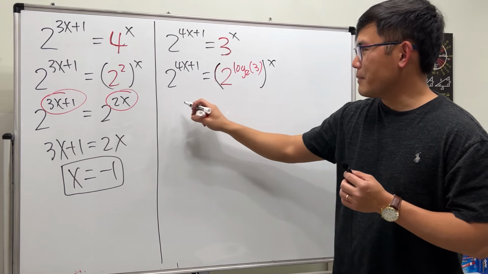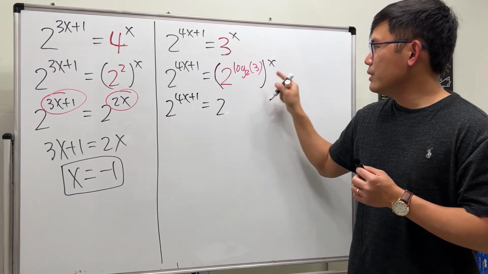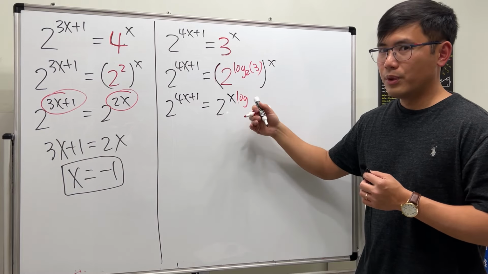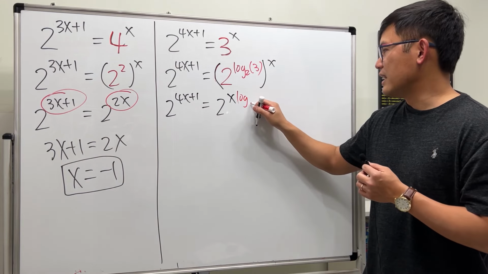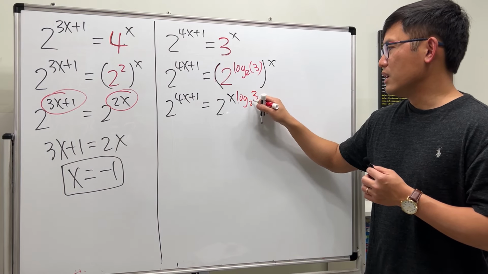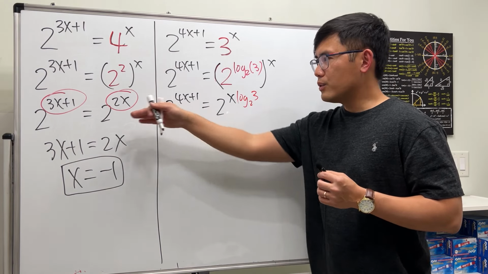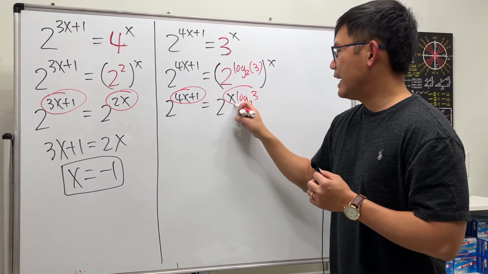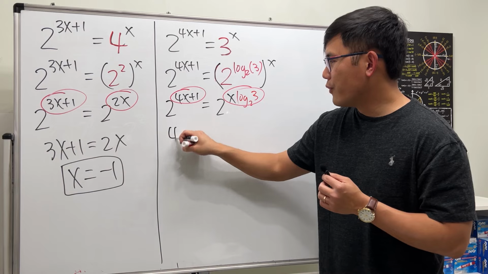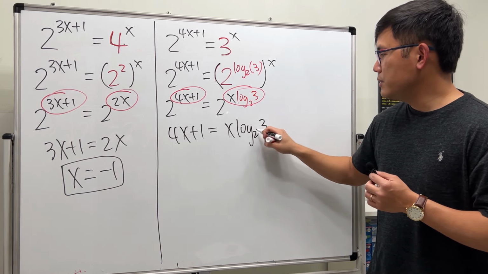And then do the same thing. So we have 2 to the 4x plus 1 equals 2, and then let's just multiply x. I usually put it at the front because I don't want people to see that x is the exact log. It's not. And you don't really need parentheses because we only have a 3 inside of the log. So this is okay. The exponents have to be equal, right? Because the bases are the same now. So we are looking at 4x plus 1 equals x times log base 2 of 3.